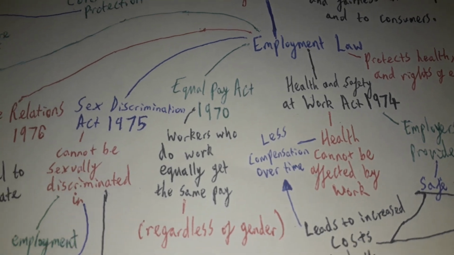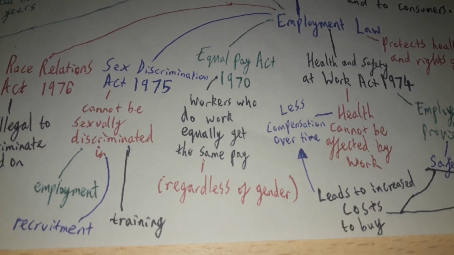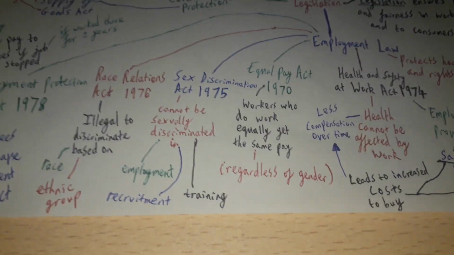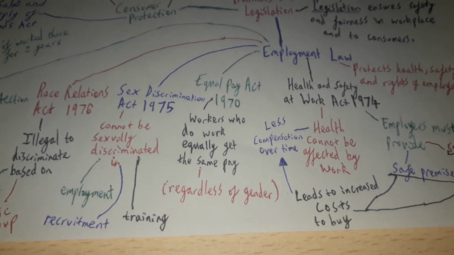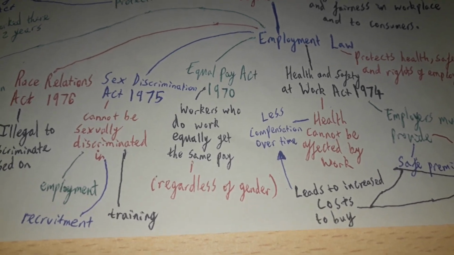So next is the Sex Discrimination Act of 1975. So it basically meant you couldn't be sexually discriminated in employment, recruitment, or training. So they couldn't turn you down for employment, turn you down for recruitment or training because of any of these things, and they couldn't treat you differently, basically.